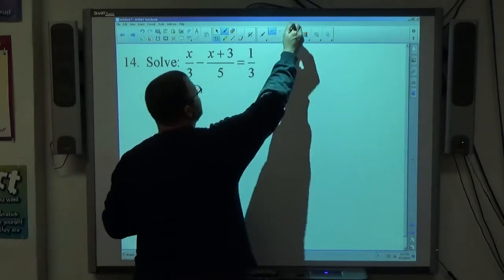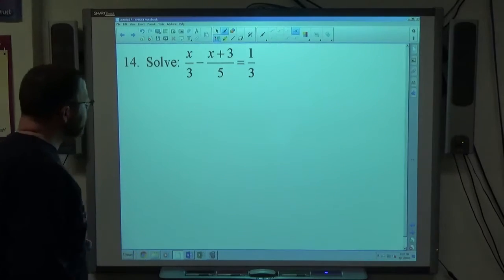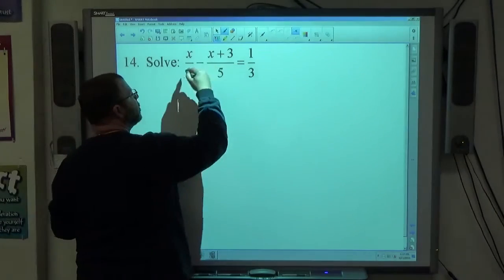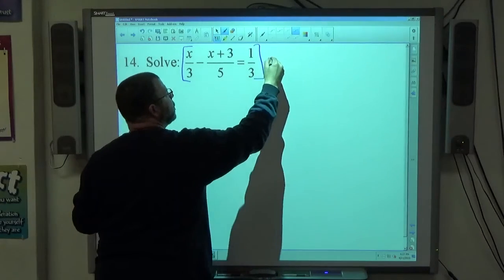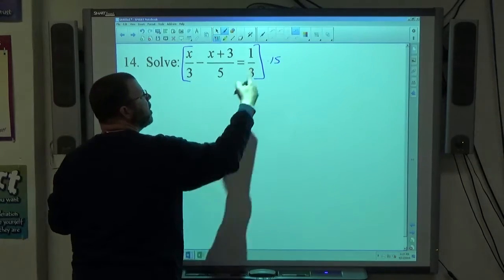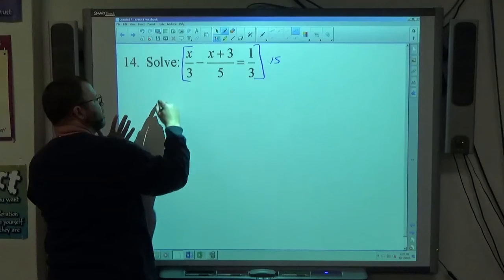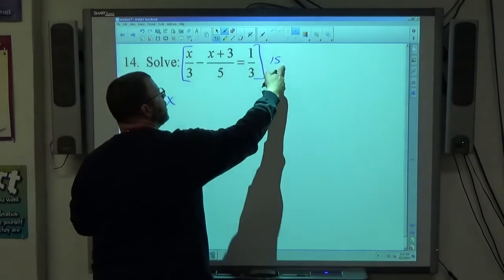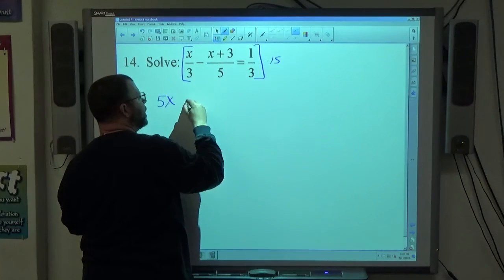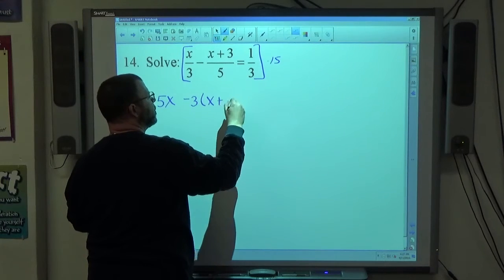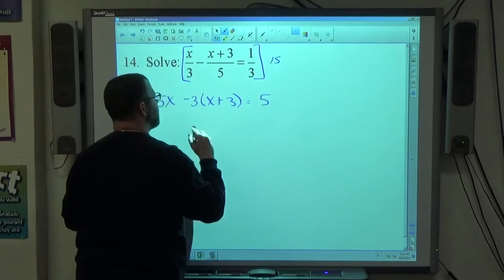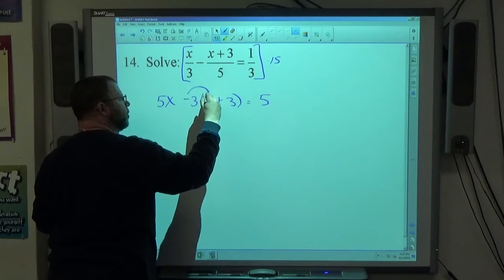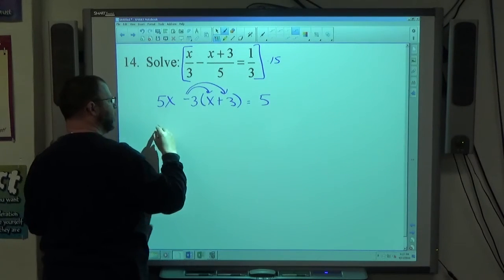Number 14, solve. Okay, once again, I got a minus in front of a fraction, so be careful with this. The common denominator of all the fractions is 15, so times 15 will get rid of the fractions. 15 divided by 3 is 5 times x is 5x. 15 divided by 5 is 3, it's actually negative 3 times the top x plus 3. And 15 divided by 3 is 5 times 1 is 5. I wrote it this way so when I distribute I can more clearly see what's going on here.